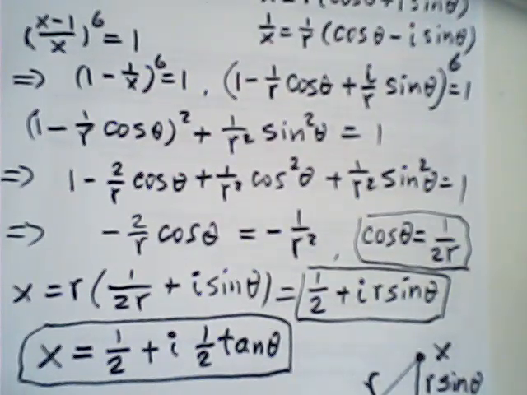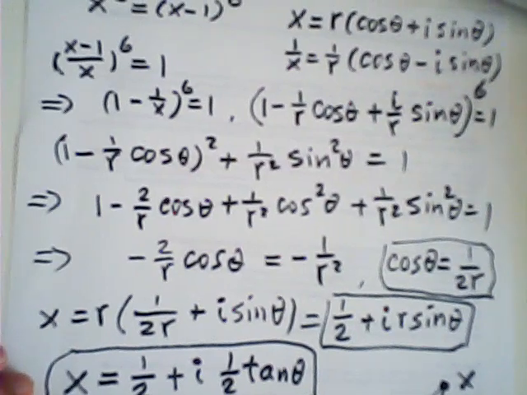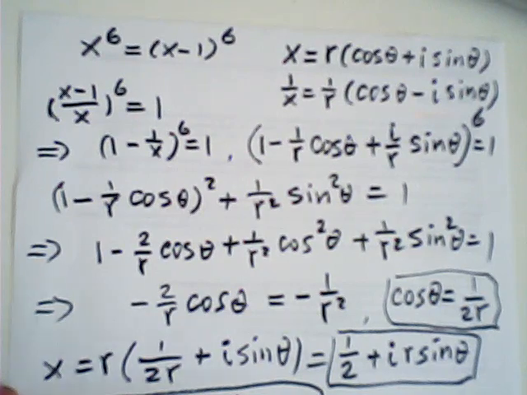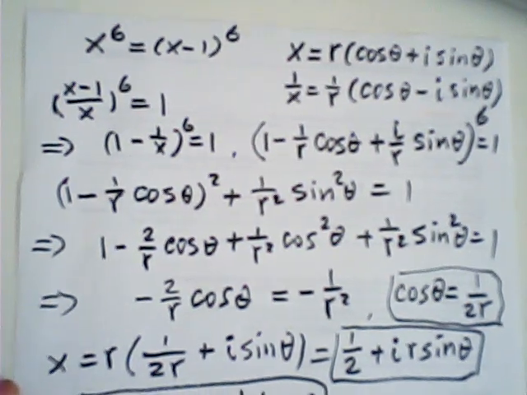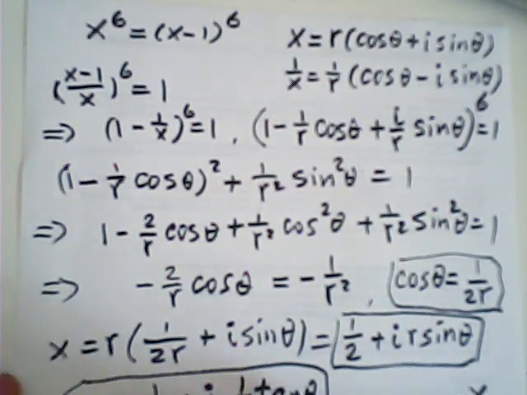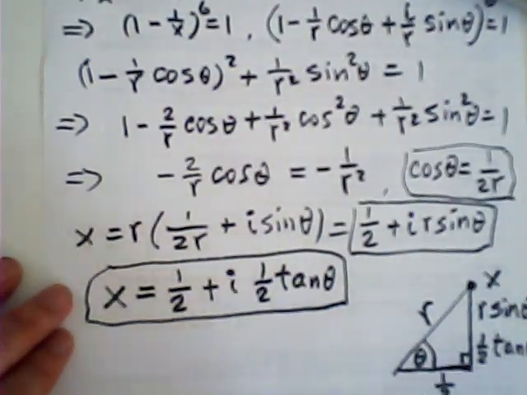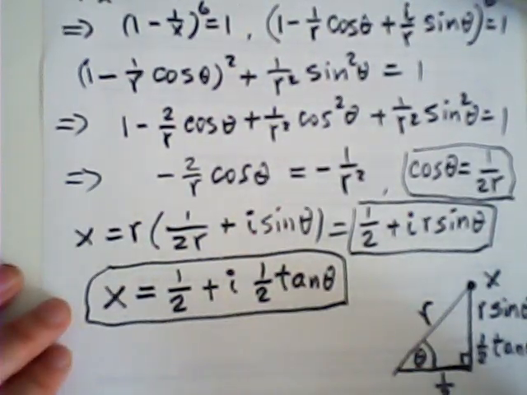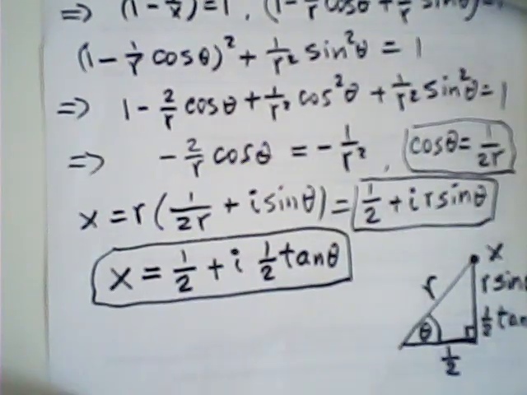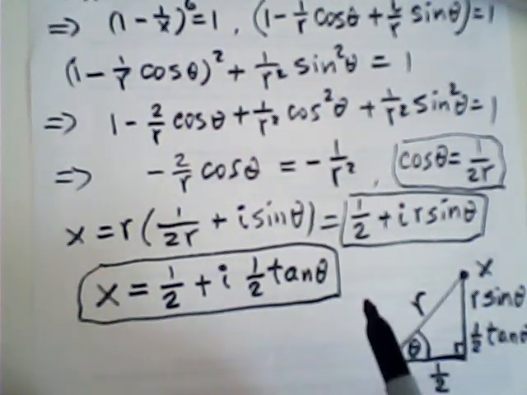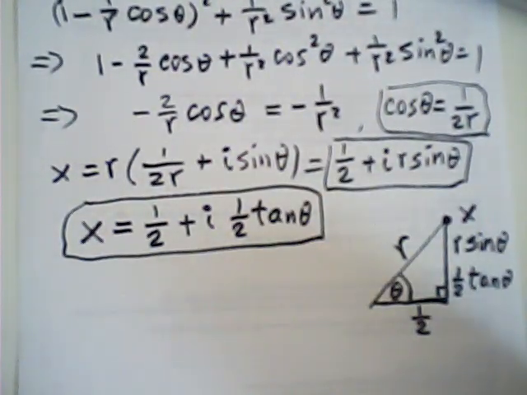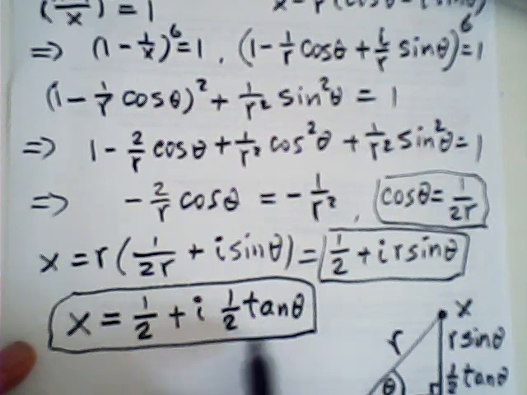I'll repeat again. So far, for finding x, I haven't found x yet, but I know that x is a complex number that looks like this: 1/2 plus half tangent theta times i. Theta is my argument for x. So we're just looking for theta. Once we find theta, we find x. So our problem is now to find theta.